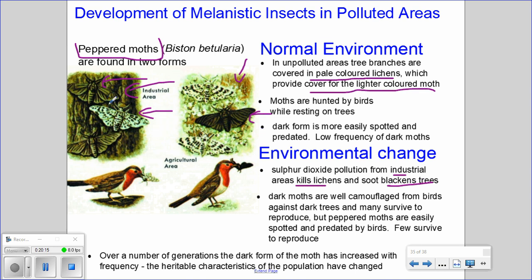But now the peppered moths were easily spotted. They stood out against the dark tree and were eaten at a higher frequency, and so fewer peppered moths survived to adulthood to reproduce. Over a number of generations, the dark form of the moth increased in frequency, and this resulted in the heritable characteristics of that population changing. So you saw a population shift away from the peppered form to the dark form in these polluted areas.